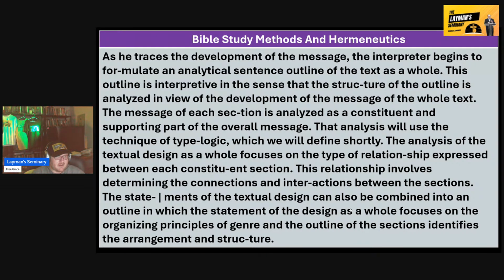The analysis of the textual design as a whole focuses on the type of relationship expressed between each constituent section. This relationship involves determining the connections and interactions between the sections. The statements of the textual design can also be combined into an outline in which a statement of the design as a whole focuses on the organizing principles of genre, and the outline of the section identifies the arrangement and structure.